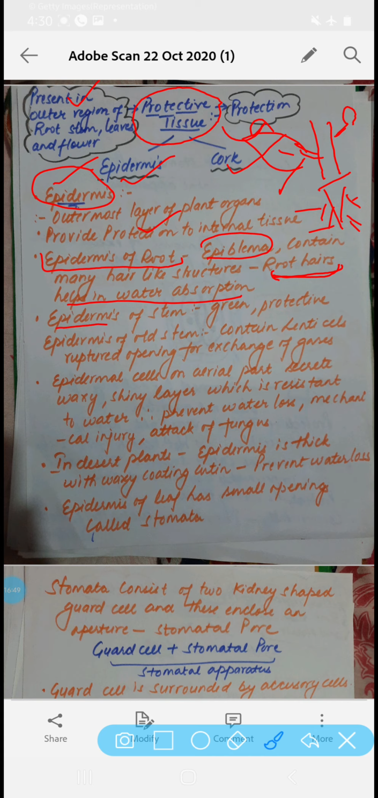Now if we talk about the epidermis of young stem, it is green and protective in nature. Now the epidermis of old stem contains small pore-like structures, some ruptured openings called lenticels. Again an important topic. What are the lenticels? They are present in the epidermis of the old stem. They are the ruptured openings which help in the exchange of gases.